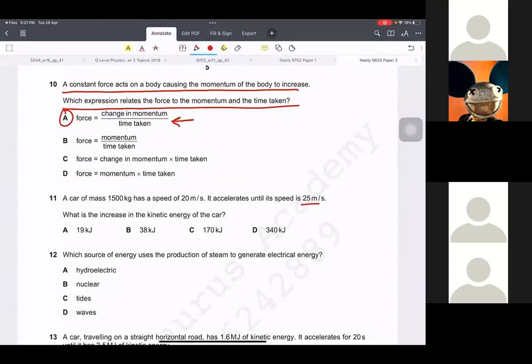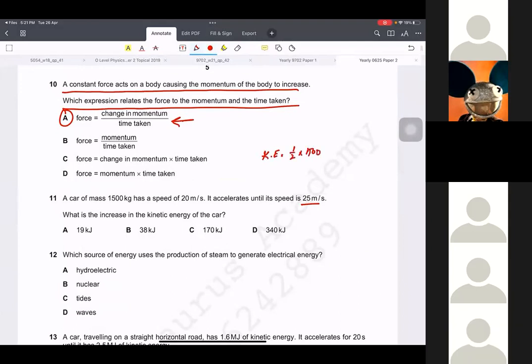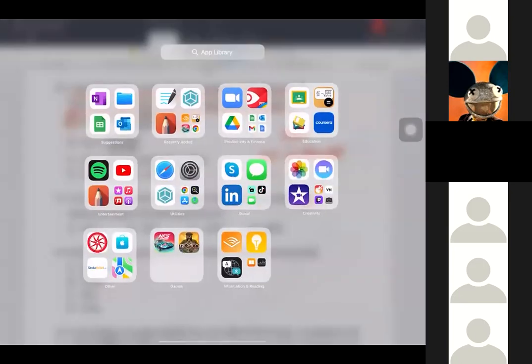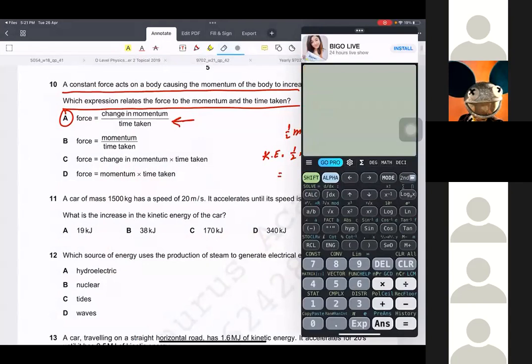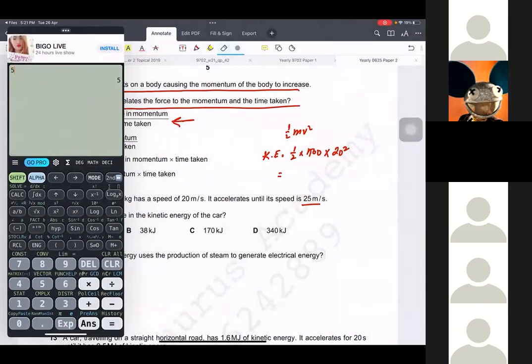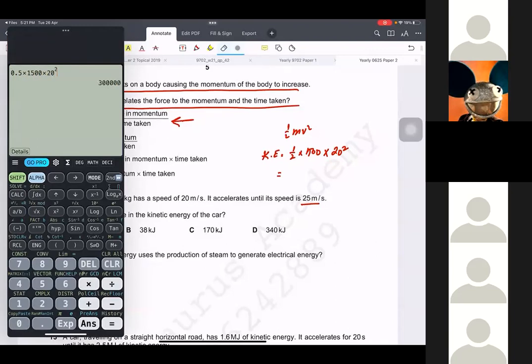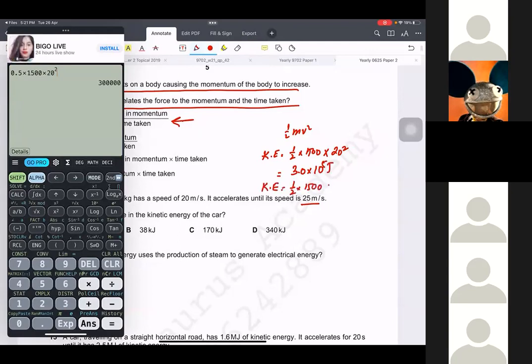Accelerates until it reaches this. What is the increase? So kinetic energy in the first instance was half times 1500. I'm using half mv square, if you don't know. Half times 1500 times 20 square. So this is 300,000, 3.0 times 10 to the power 5 joules. And kinetic energy afterwards was half times 1500 times 25 square.